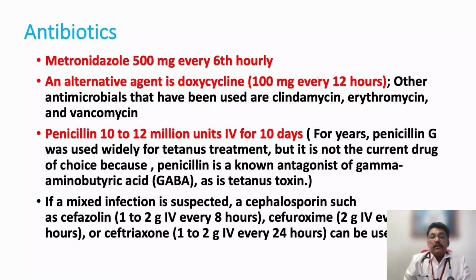Next thing is to control the infection with antibiotics. Metronidazole is traditionally the agent for treatment of tetanus. 500 milligram every 6 hourly can be given. Alternatively, we can give doxycycline 100 milligram 12 hourly, or we can go for penicillin 10 to 12 million units IV for 10 days. Both metronidazole and penicillin have equal efficacy, but we always try to use metronidazole as the first line choice.